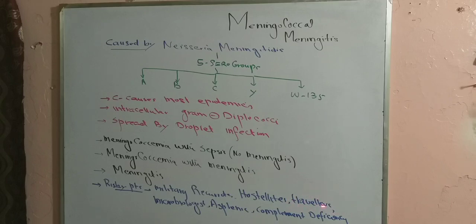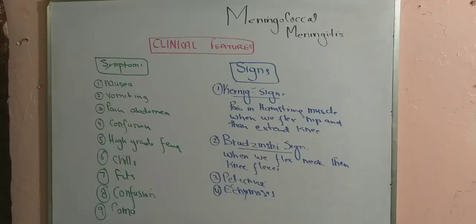Those people who are travelers and who travel to epidemic or endemic areas, microbiologists who are exposed to Neisseria meningitidis, those patients who have anatomical or functional absence of the spleen, and those people who are deficient in complement levels. Talking about the clinical features, these patients present with these symptoms.